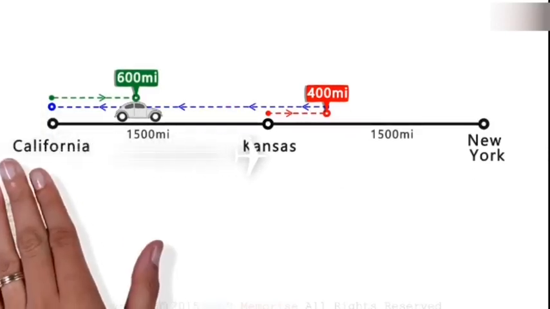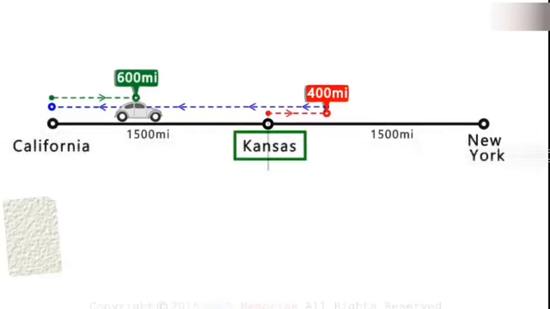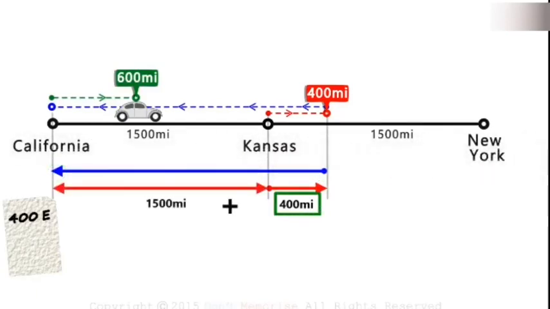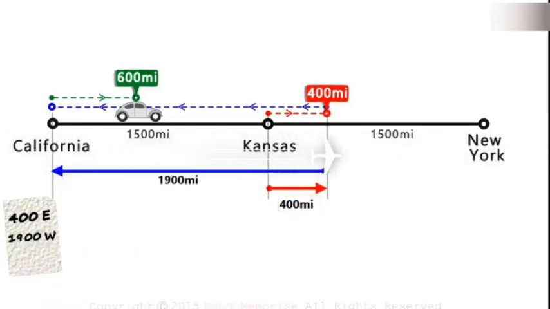Let's note down the sequence of events assuming your home as the reference point. First, you traveled 400 miles to the east. This distance is 400 miles. And then from this point, you travel to California. What would be the distance from this point to California? It would be this distance plus this distance. That would be 400 plus 1,500, 1,900 miles towards west.